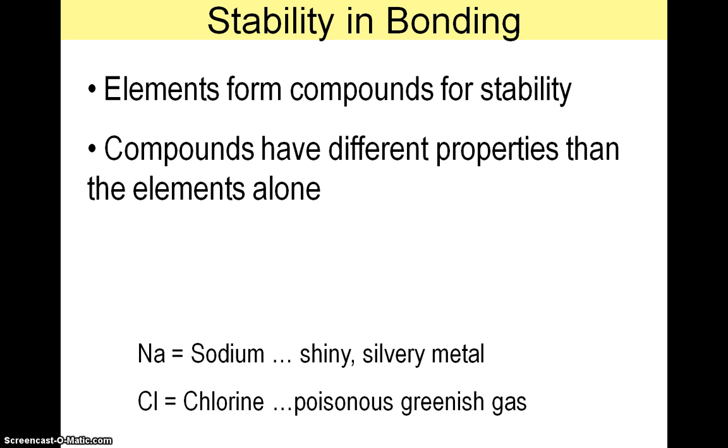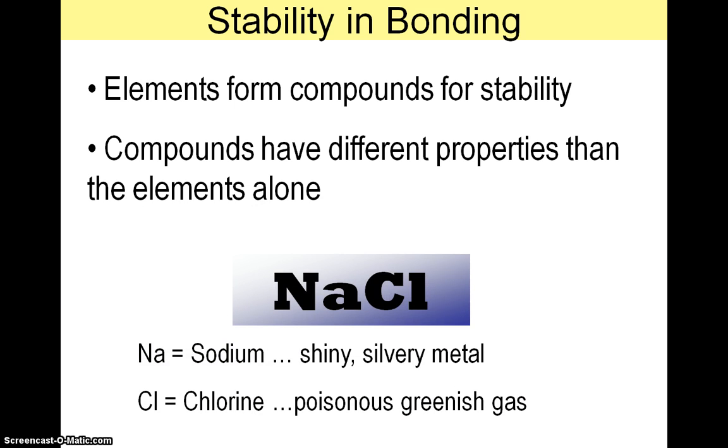Sodium by itself is a shiny silvery metal that is extremely explosive. If you put it with water, it creates this huge explosion because it's so reactive. Chlorine by itself is this poisonous green gas. But when we put sodium and chlorine together, we make sodium chloride, which is a lot more stable. It's table salt. We can eat it. It can sit sort of out in the environment without reacting.